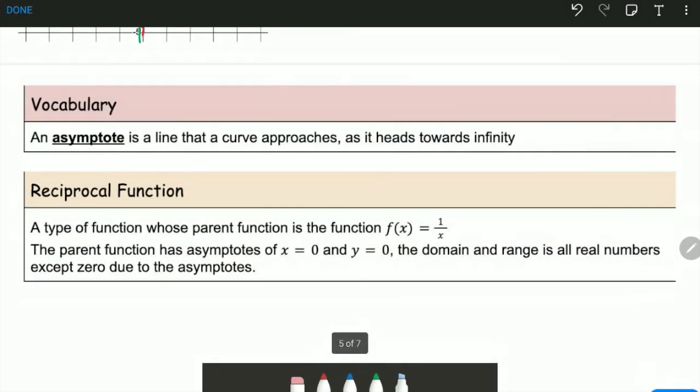And just the vocab that we talked about. So asymptote, the parent function for reciprocal function, its equation. It has two asymptotes, x equals 0 and y equals 0. And its domain and range, it exists everywhere except for where those asymptotes are.